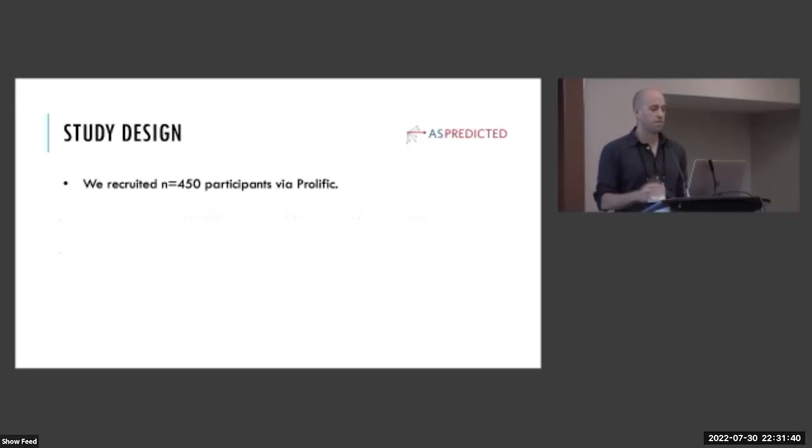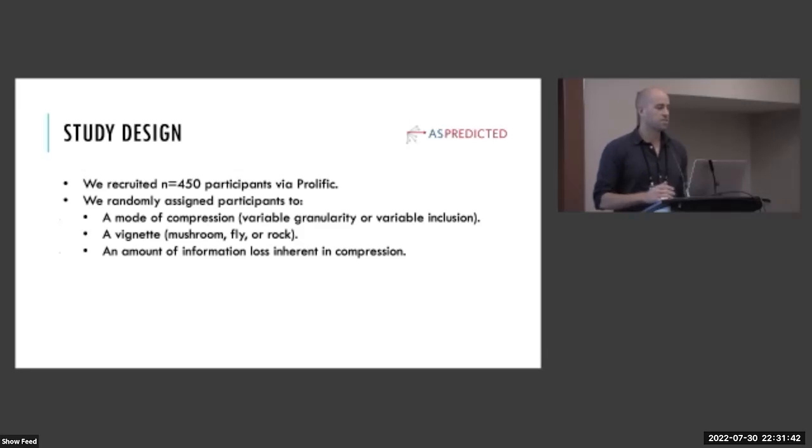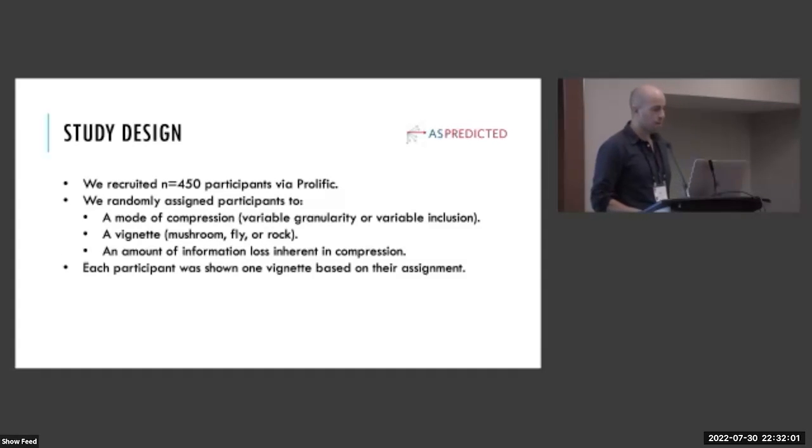We recruited 450 participants via Prolific. We assigned them to a mode of compression. So again, either this variable granularity case or variable inclusion case. A vignette, we had vignettes about mushrooms, flies, or rocks. Flies are the ones I showed you before. And an amount of information loss inherent in compression, right? So a sort of measure of information loss could be higher or lower on our measure that I showed you, right? And each participant was shown one vignette, so sort of one of these conditions based on their assignment, right?